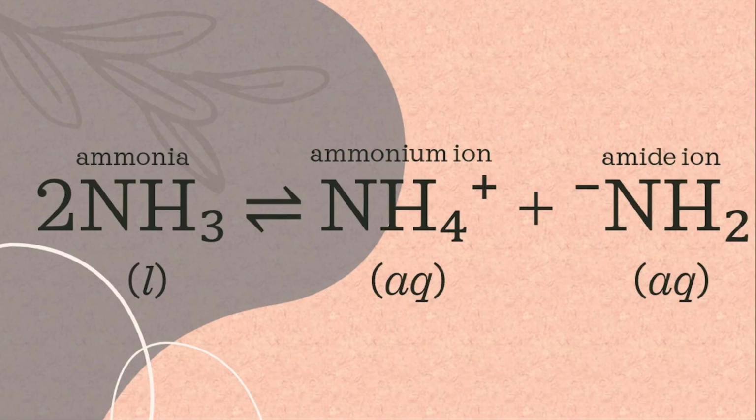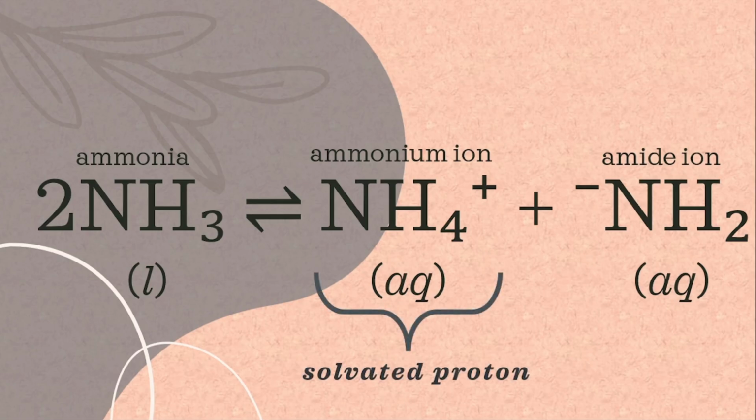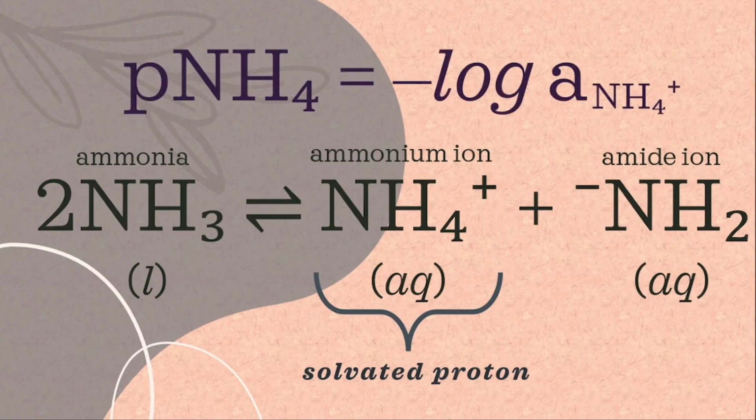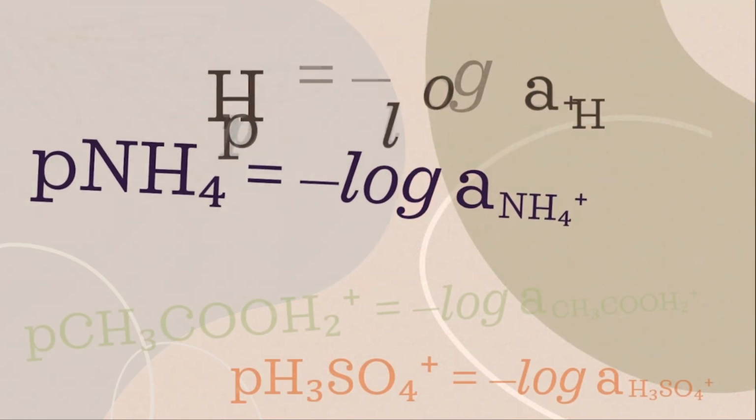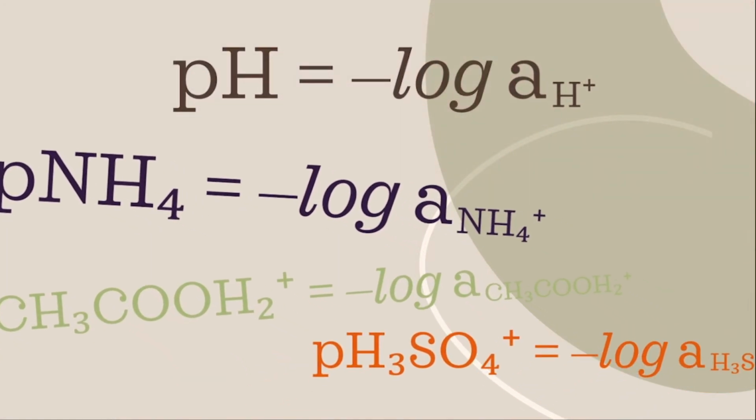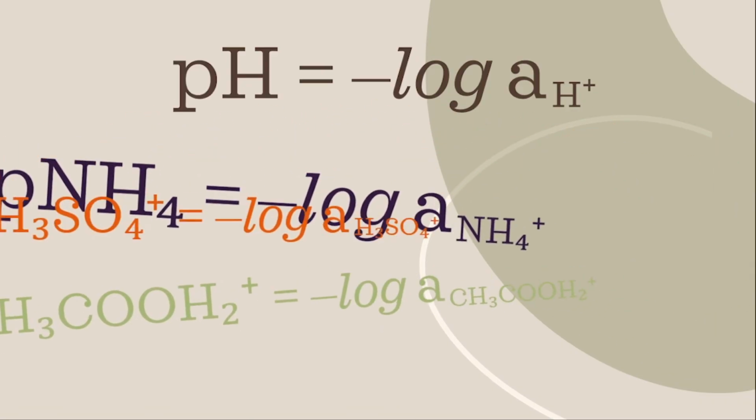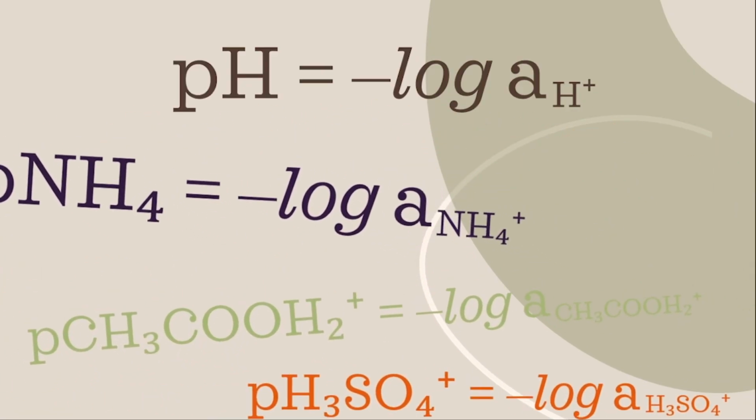In this system, the ammonium ion acts like the solvated proton, making it the acid. So if we want, we could define a pNH4 to be equal to the negative logarithm of the activity of ammonium ions in the solution. It's not something we do very often, but we could very well do it. So really, pH is just one member of a much larger family of logarithmic acidity scales.